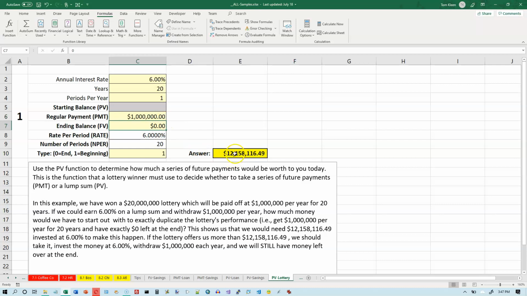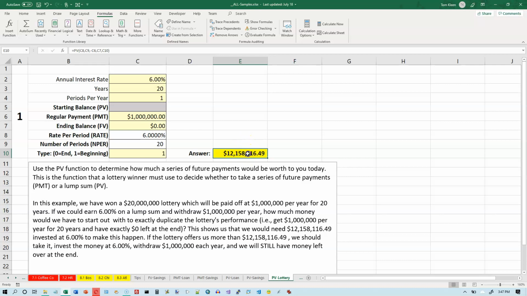Okay, so what this is saying is that if I took the $12,158,116.49 and put it in the bank and earned 6% on it every year, and at the beginning of the first year I took $1 million out, so I'd have $11,158,000 left, and I earn interest on that for the year, then obviously I'll have more than $11,158,000 at the end of the year. I'll pull $1 million out of that at the beginning of year 2, pull $1 million out at the beginning of year 3, and so on until I get all the way to the beginning of year 20. And when I get to the beginning of year 20, I will have exactly $1 million left in my account, and I withdraw that, and I'm down to 0.